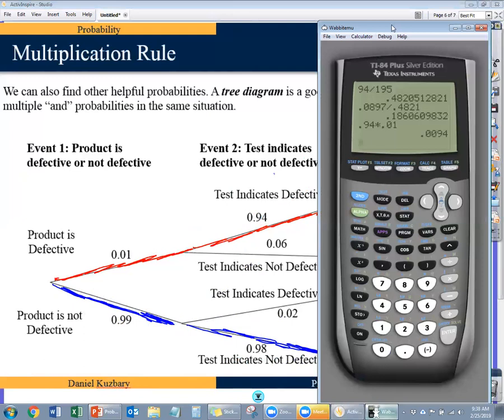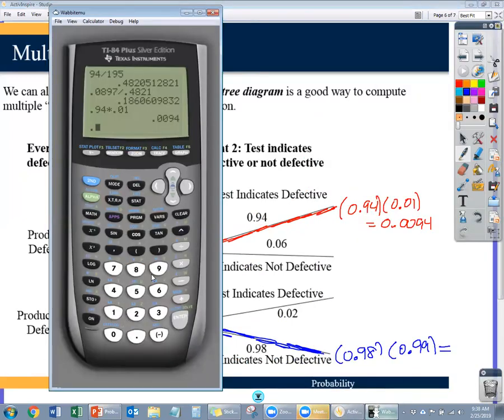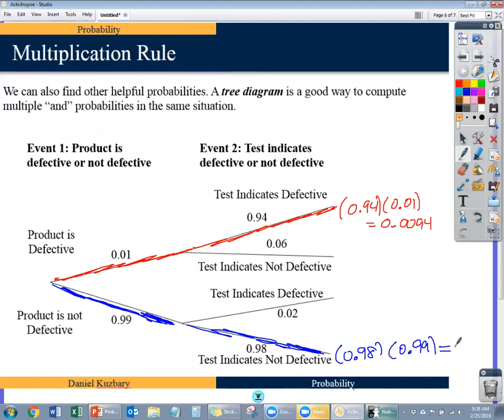And let me just find that number real quick. 0.98 times 0.99, so this would be pretty big, 0.9702. So there's a 97% chance that my product is not defective, and my test tells me it's not defective, which is pretty nice. So if you're doing quality control and you want to see the chance that your test is wrong or the chance that you throw out products that are perfectly fine, you can find any of these 4 probabilities. Let me just do one more, and I'll trust you can do the last one.